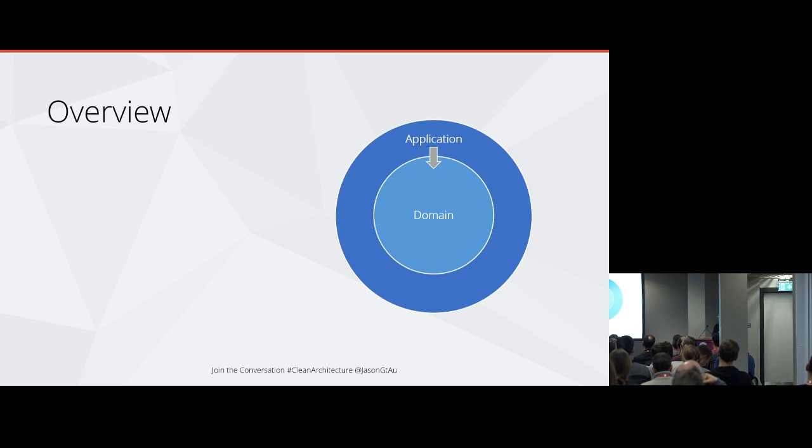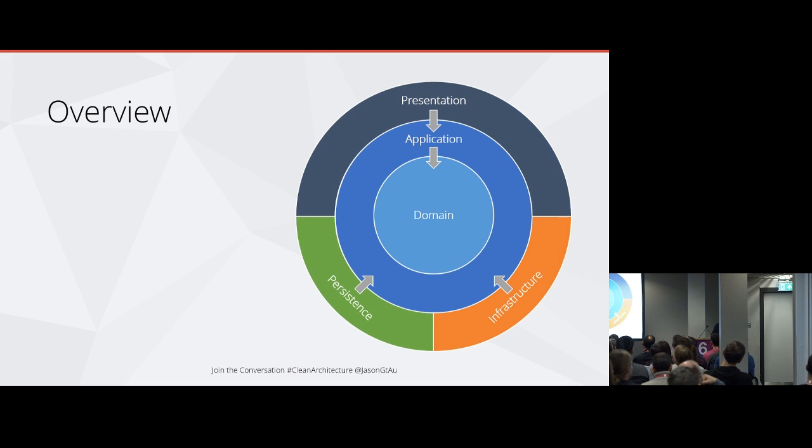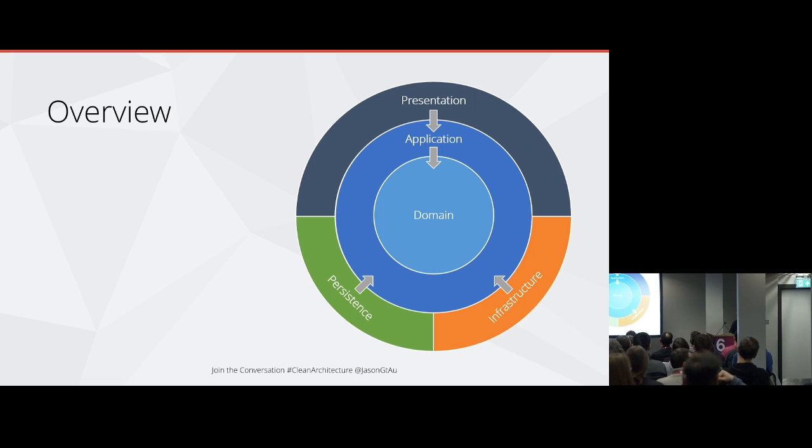Now, rather than have core depend on concerns such as data access and persistence, we invert those concerns. So infrastructure, persistence, and presentation all depend on core. Now, we achieve this by adding interfaces or abstractions to core, which are implemented in layers outside of core. So for example, if we wanted to implement the repository pattern, we would add an iRepository interface inside core in the application layer, and that would be implemented within persistence.